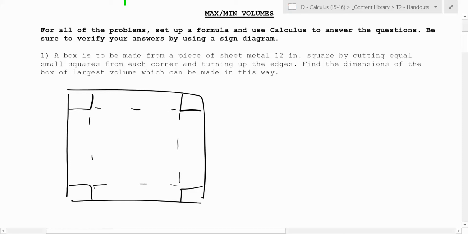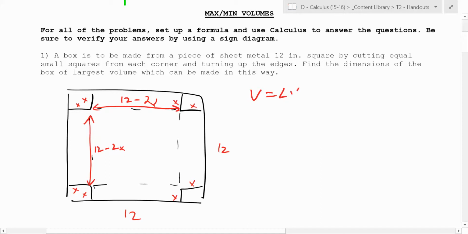So we know that each side is how long? What's the outside side length? 12 and 12, right? So if this is x, and this is x, and this is x, lots of x's in there, right? What's this side length right here? 12 minus 2x. And what's this one? 12 minus 2x, right? We know the volume is length times width times what? Height. So what's the length in terms of x? 12 minus 2x. And what's the width in terms of x? 12 minus 2x. And what's the height? x. The height is x.